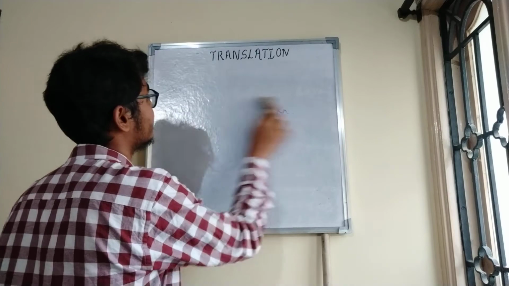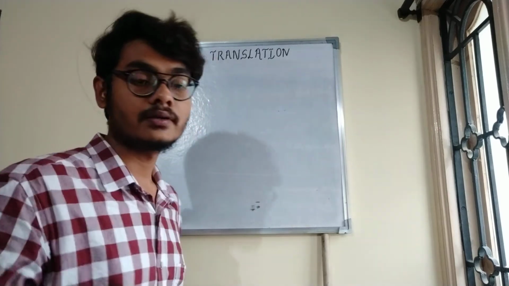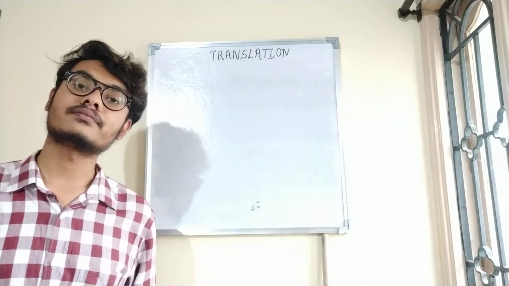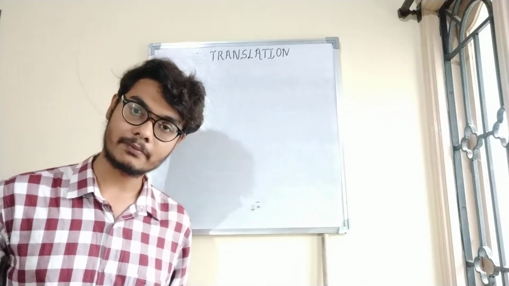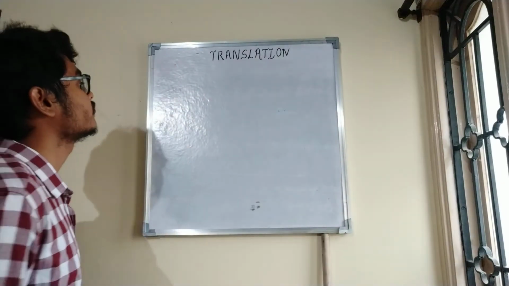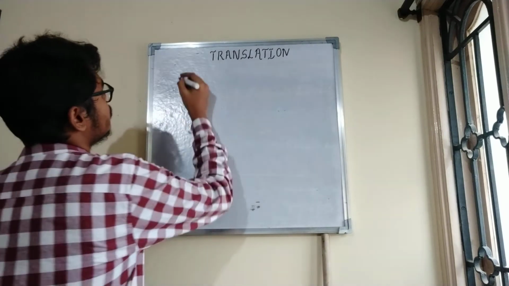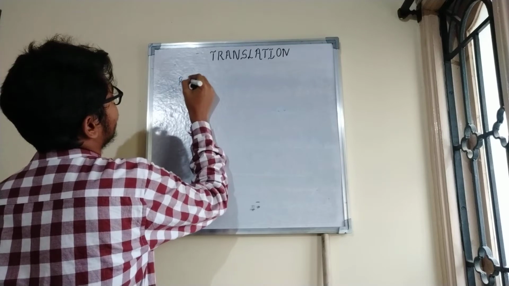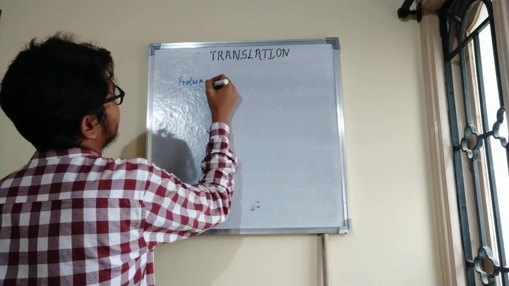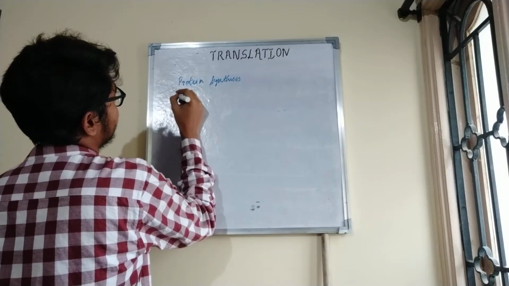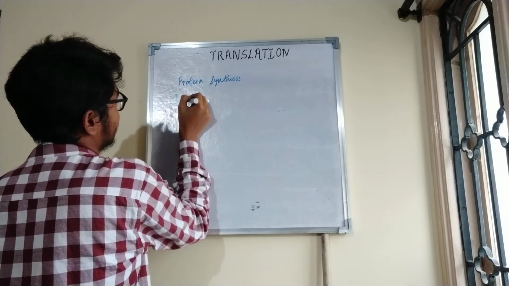Now we are coming to the actual part where the protein is getting synthesized. That is synthesis of polypeptide, or synthesis of sequence of amino acid chain. So now we are talking about protein synthesis. The first step is initiation.